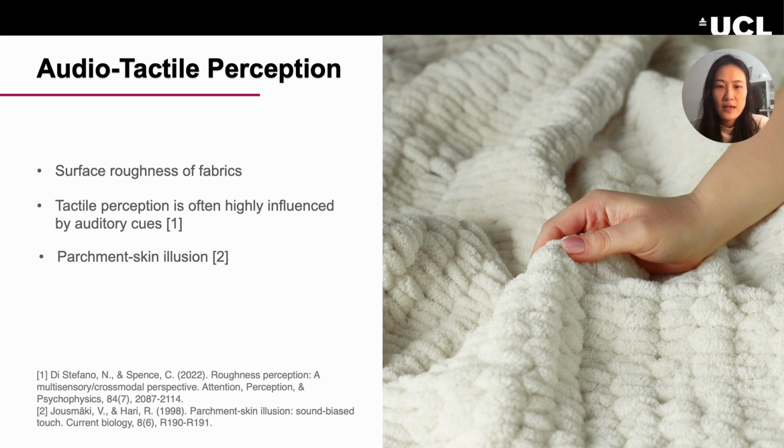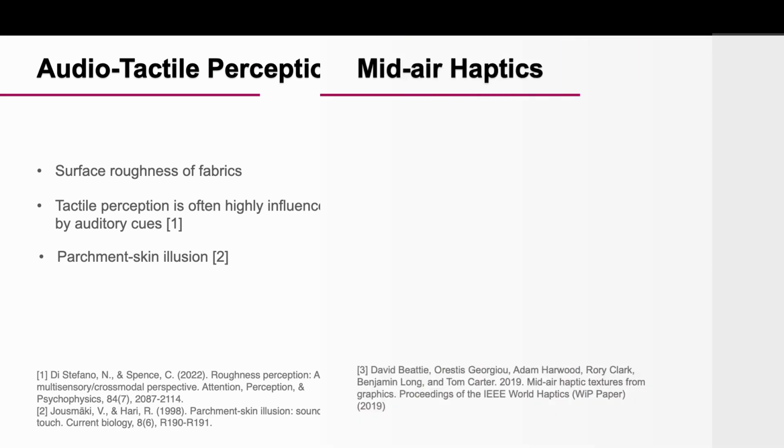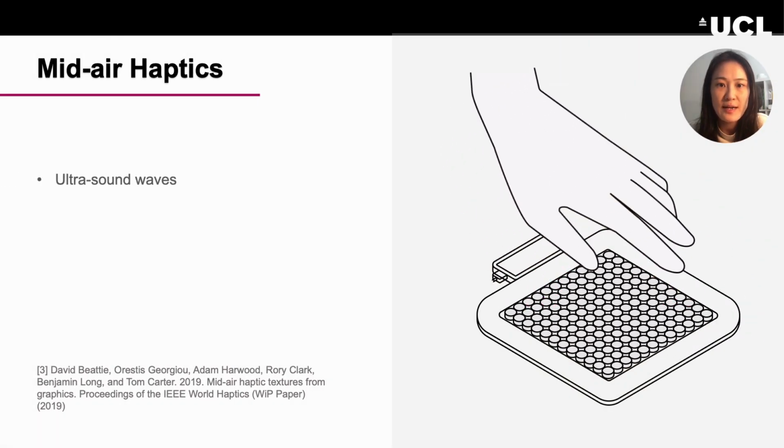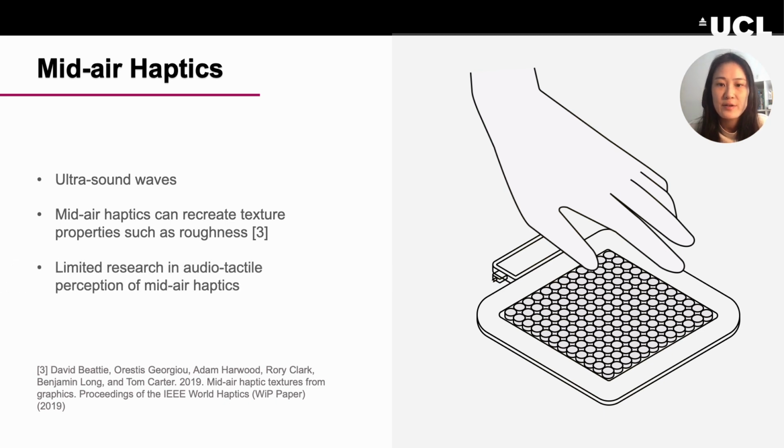So in this study, FabSound, we investigated how auditory cues can influence our touch perception of media haptic textures. Media haptics produces inaudible sound waves that can be felt on the human skin, creating tactile sensations that can recreate texture properties such as roughness. However, it is still unclear whether auditory cues presented along with media haptics can influence the perception of roughness.